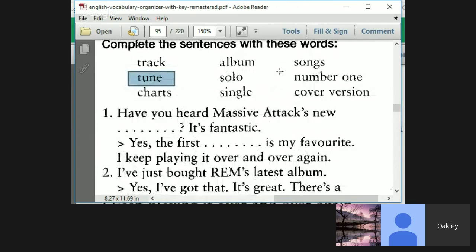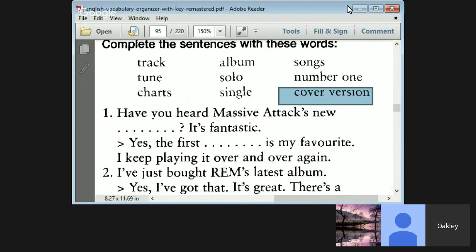Okay, we're definitely out of time. I have to go, but just a couple other quick things here. The charts show how the sales of a particular album are. If they're number one on the charts, then they're the best-selling album. And one more, cover version, when you remake or redo a song that somebody else has done before. So it's not original, in other words. If you're a cover band, you don't play any of your own original music. It's all music of other people.